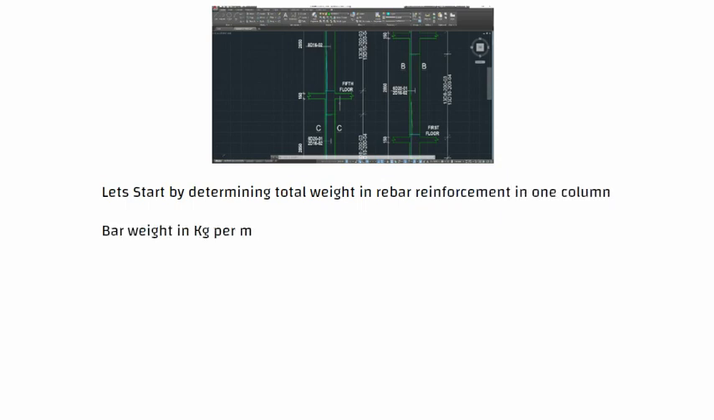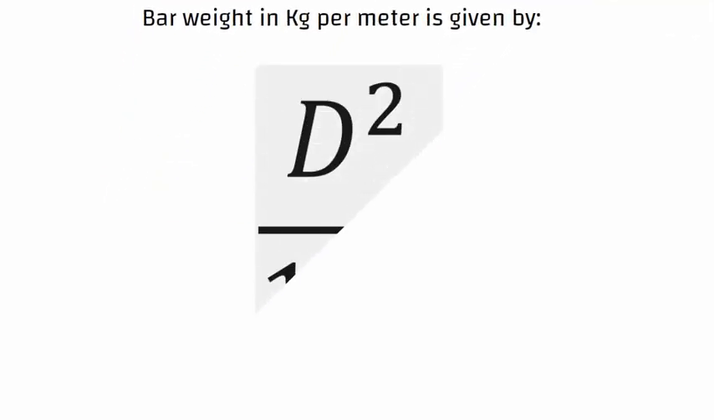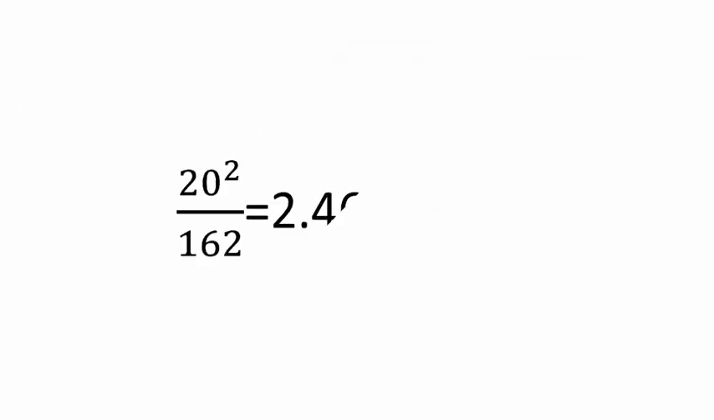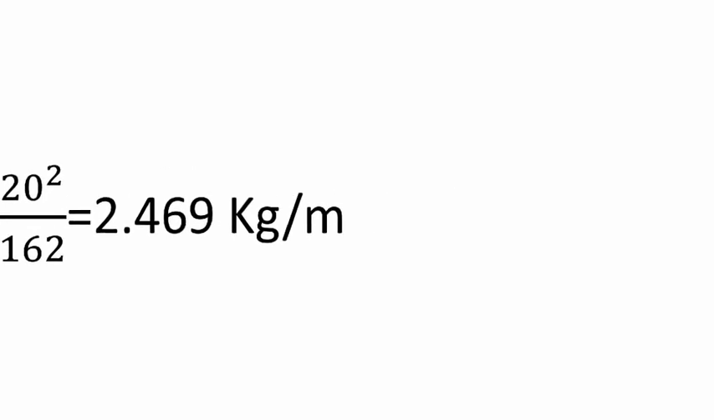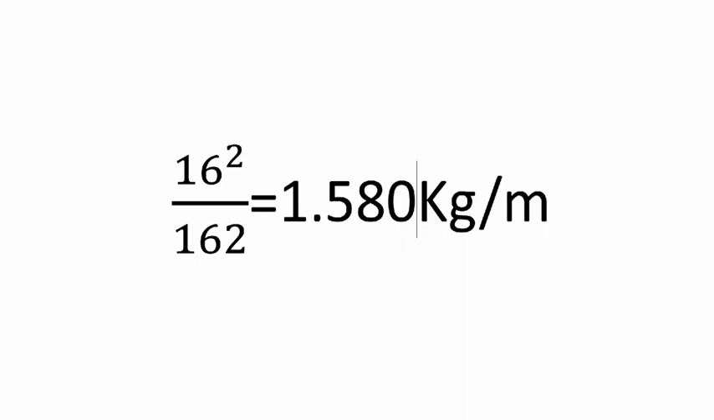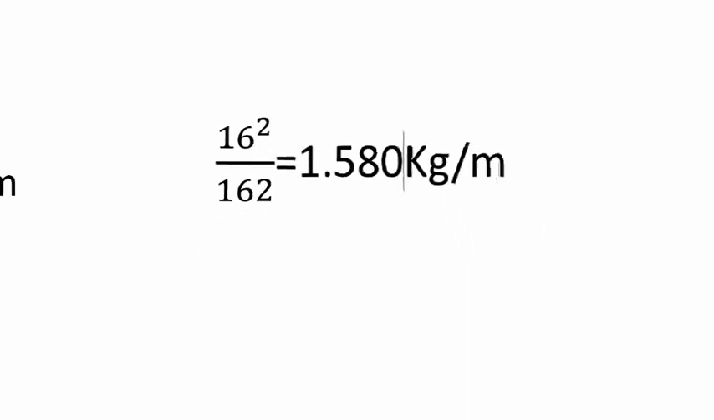So bar weight in kilogram per meter is given by the following formula. That is D squared, diameter squared over 162 kilogram per meter. So for D20, it will be 2.469 kilogram per meter. For D16, it will be 1.58 kilogram per meter.